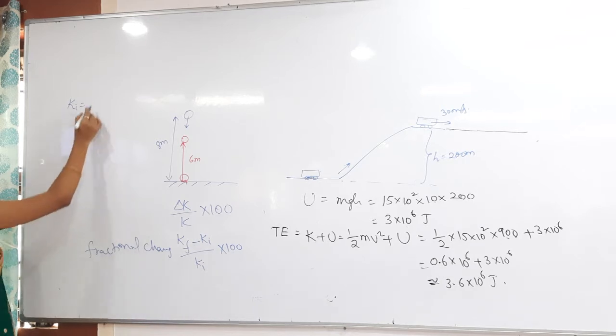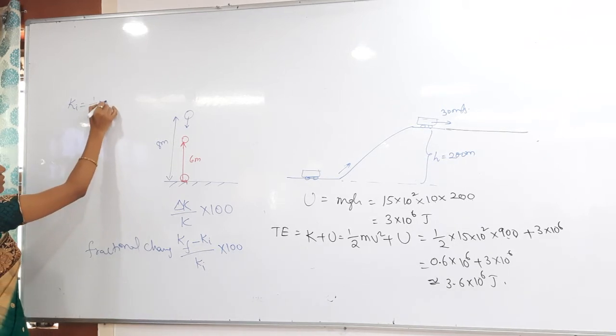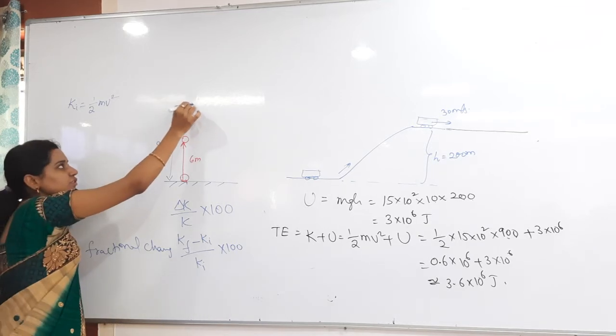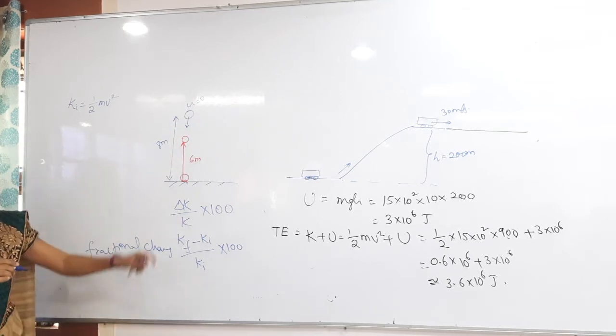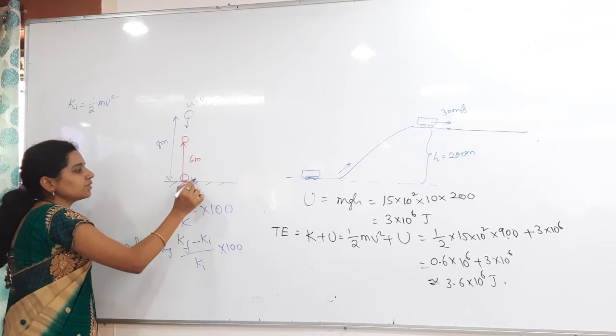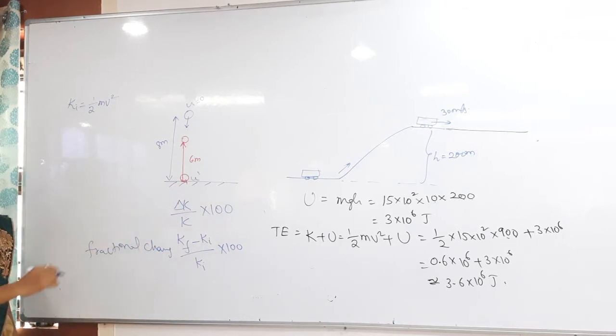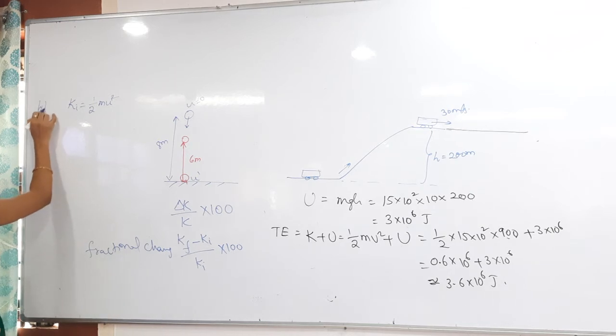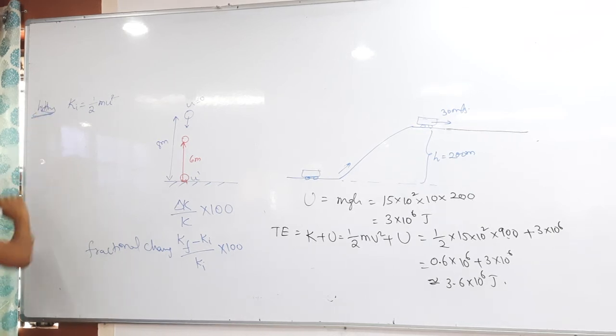K initial is equal to, what is the formula? Half m into the velocity with which it is hitting. Initial means, of course, u is equal to how much here? 0. The velocity with which it is hitting is nothing but u dash, let me take. So what can I write? Half m into u dash square. This is the hitting case. So half m into u dash square.